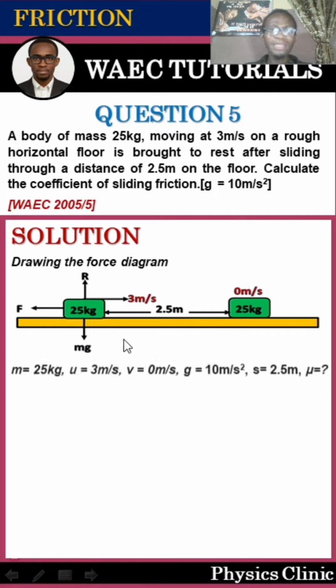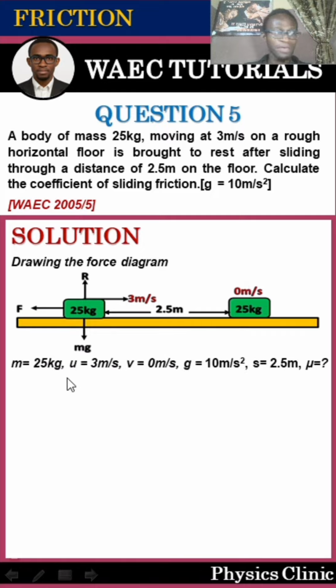So what are the parameters we have here? The parameters we have here is that we have the mass of the body 25 kg, we have the initial velocity as 3 meters per second, the final velocity as 0 meters per second, acceleration due to gravity as 10, distance 2.5. So they ask us to find the word mu.